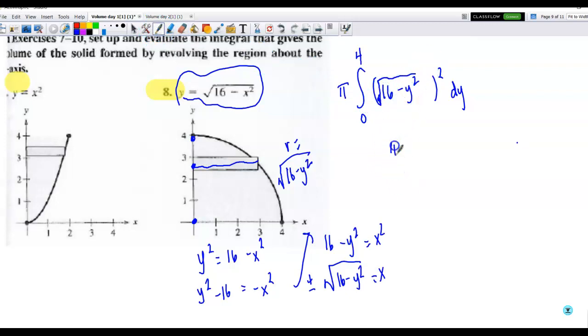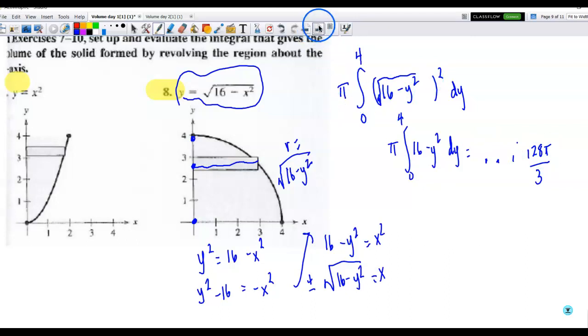So when I square the radical, I get pi from 0 to 4, and that's going to be 16 minus y squared dy. Much better, at least from an arithmetic point of view. And then we're going to do the anti-differentiation, and we're going to do the evaluation, and if we do that correctly, we get 128 pi over 3. So that would be the volume of that region.